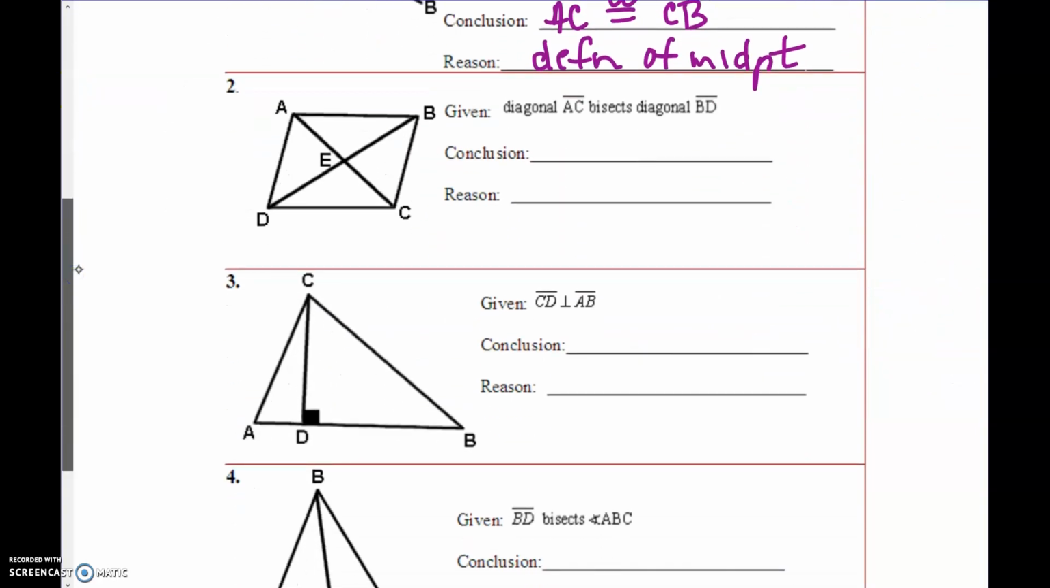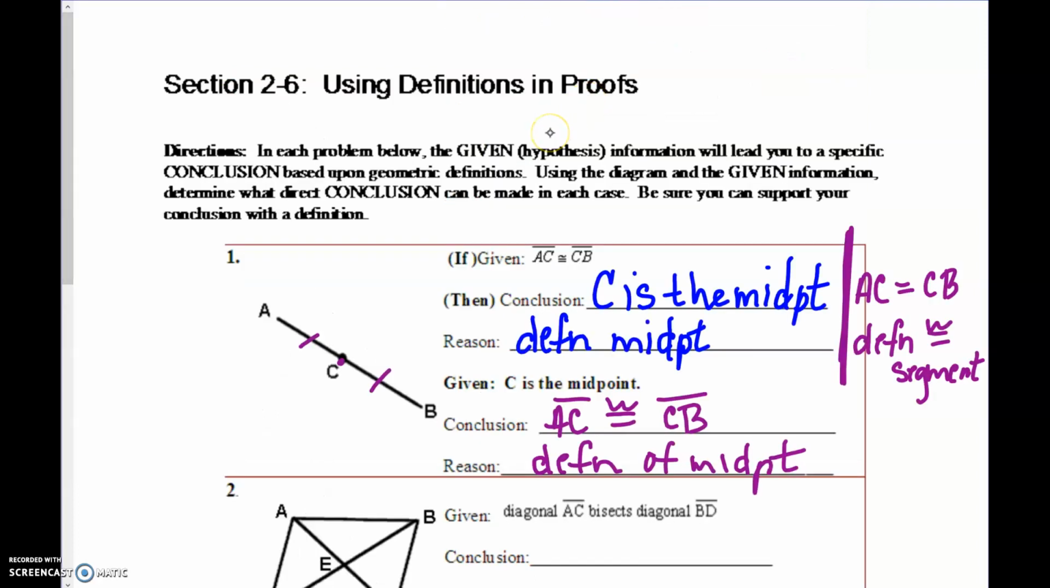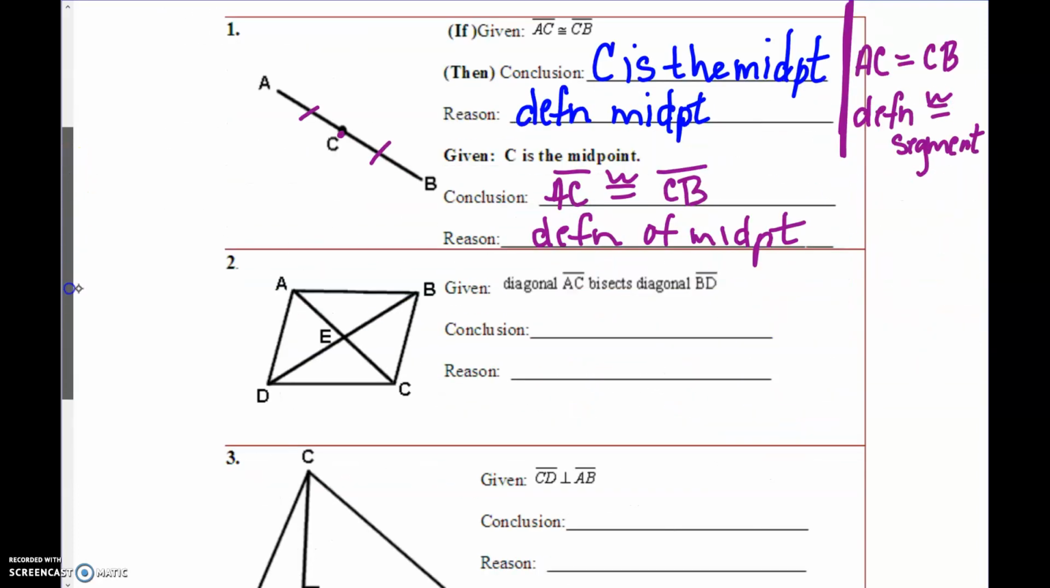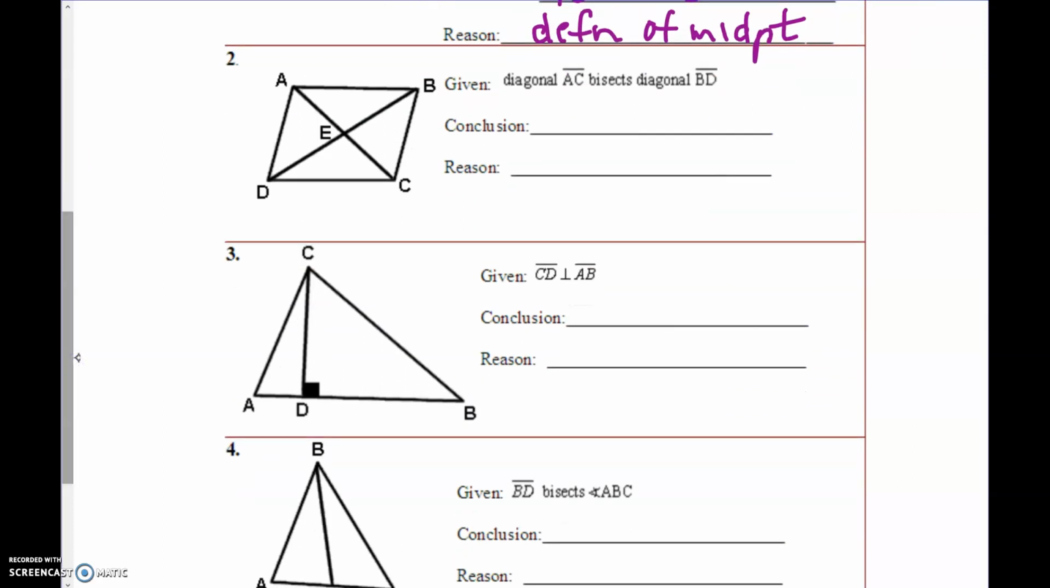All right, going on to the next one. Again, if you haven't tried it, please make sure you give it a try before you do this. They're telling us that AC is bisecting diagonal BD. So we can conclude that DE is going to be congruent to EB. And this is going to be the definition of segment bisector.